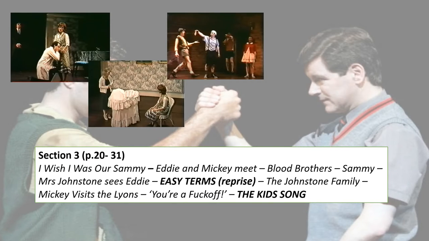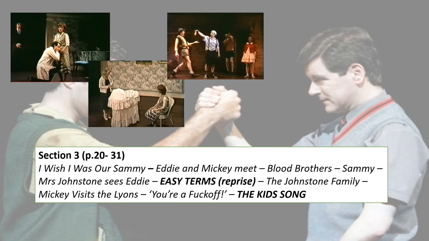And we get the song at the beginning of section 3, I Wish I Was Our Sammy. It's not really a song, it's actually a poem that Mickey recites on stage. So Mickey is instantly an energetic and comic presence on stage. And in the poem, he expresses his admiration for his antisocial brother, and this eventually foreshadows him following Sammy into a life of crime.